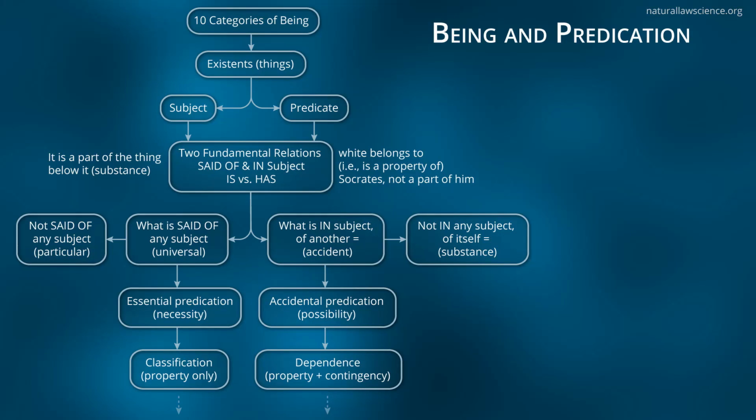And so that possibility of accidental predication is a dependence upon something else, upon that primary substance, in order to determine what the accident will be. The property is contingent upon the substance. That is not an accident.